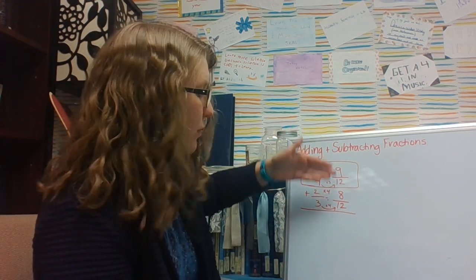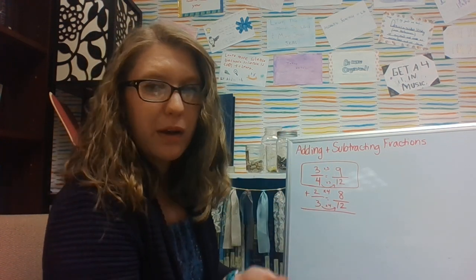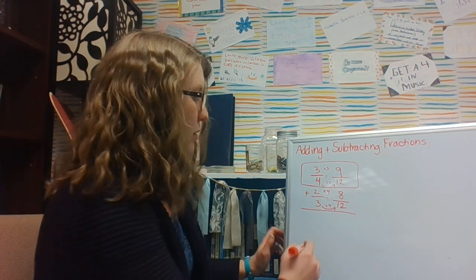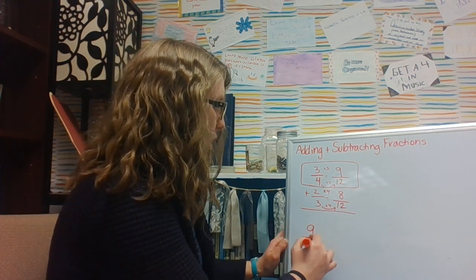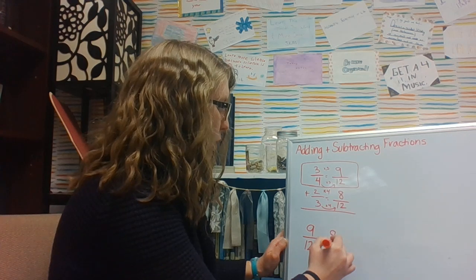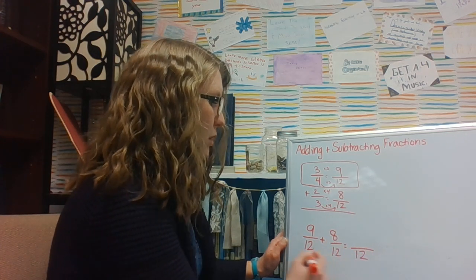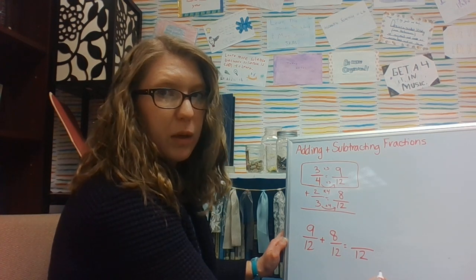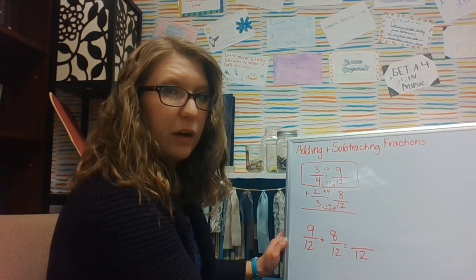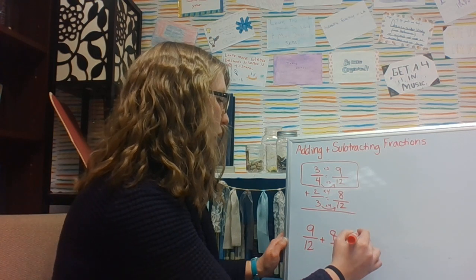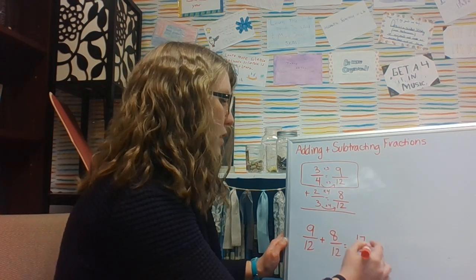So if you can't read it vertically as well, you could also rewrite that horizontally. So 9/12 plus 8/12, and you can see now I just have common denominators. So I'm just adding my numerators, leaving my denominator as is. 9 plus 8 equals 17.